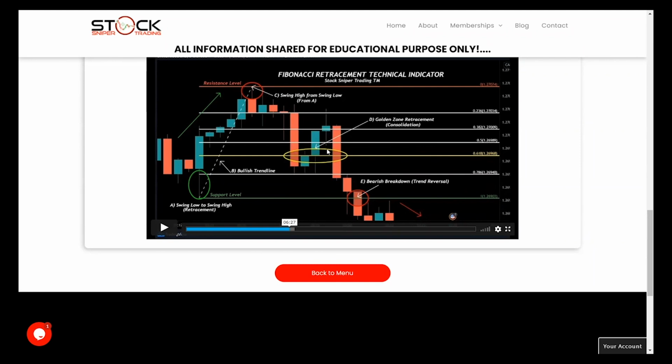This candle was big right here. This big bearish engulfing candle took out all three of these previous candles. We broke right through the golden zone and we closed below the 786. So there's your retest. It opens, it retests right there, rejection, and continuing to the downside.